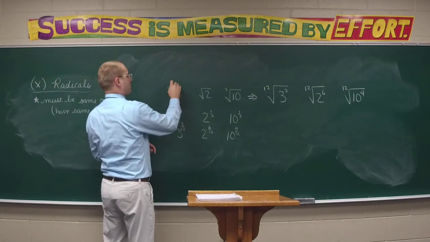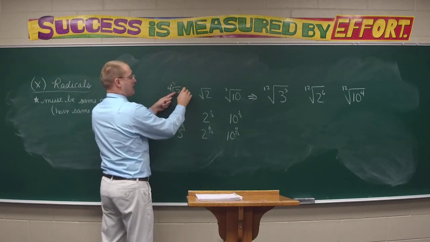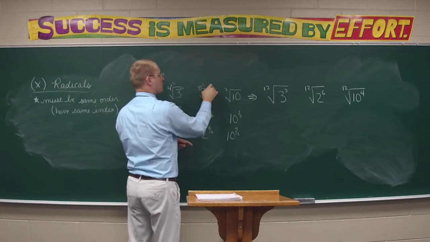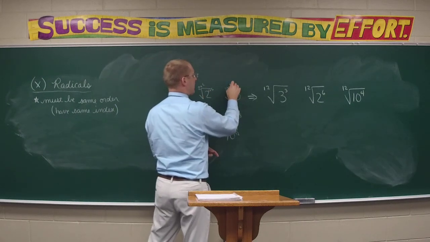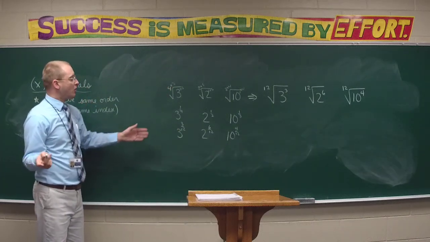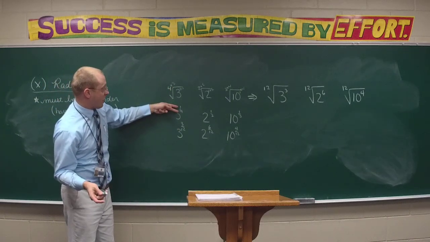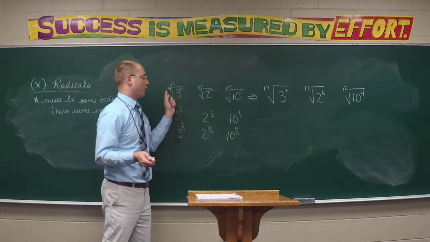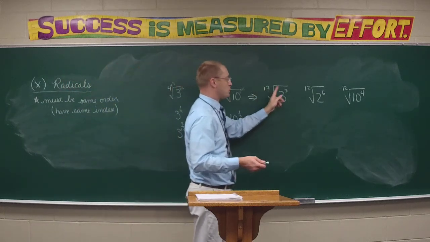All I did was multiply this exponent by 3, and I multiplied the 1 by 3. 2 by 6, 1 by 6. 3 by 4, 1 by 4. Does that make sense? Basically just multiply numerator and denominator, there's the numerator, there's the denominator, by the same number. 4, 2, and 3 have a common index of 12.